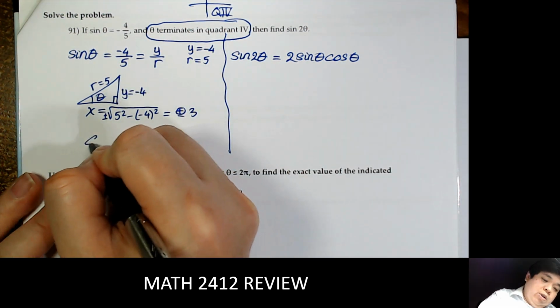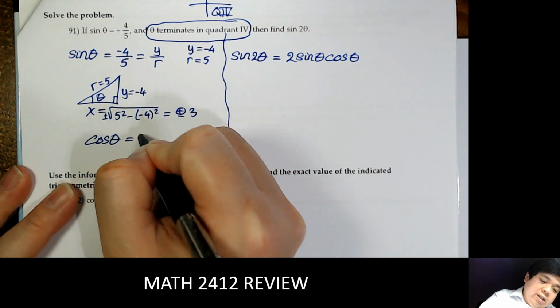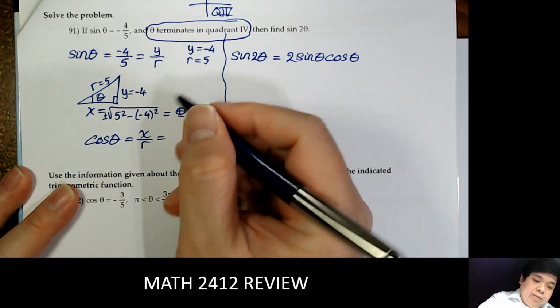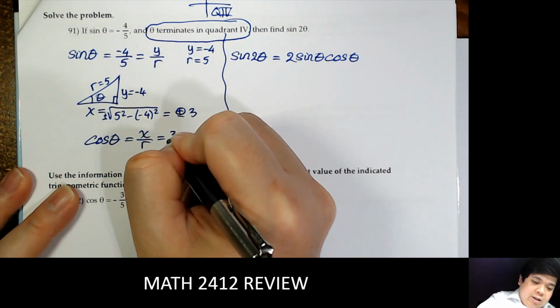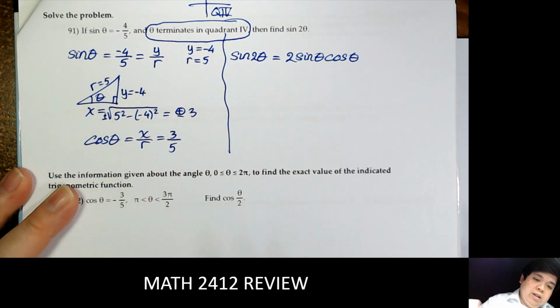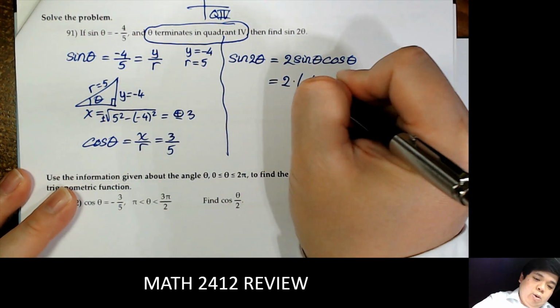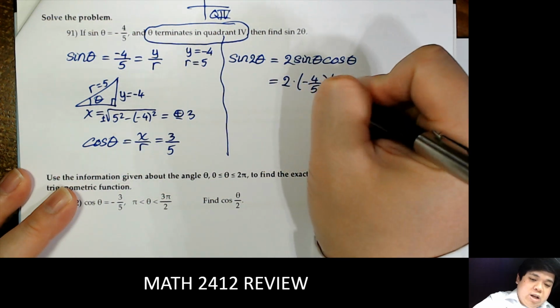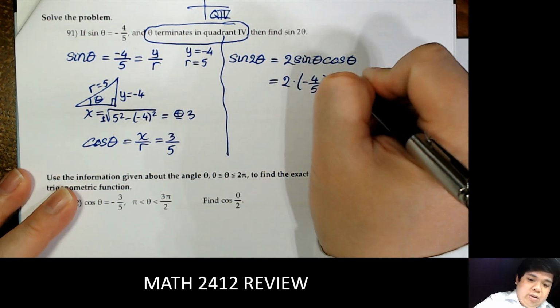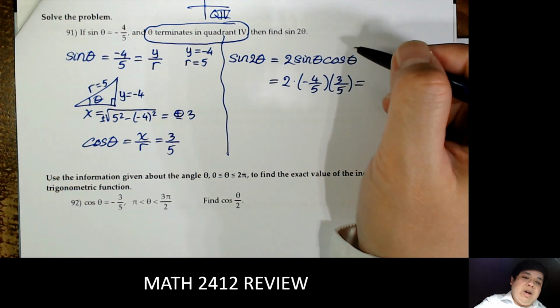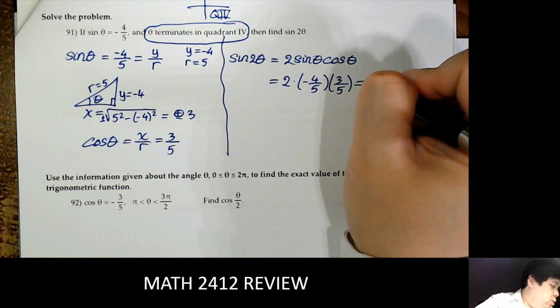And finally, cosine is x over r. So we have 2 times sine, which is given as negative 4 over 5, times cosine, which we just found, which is 3 over 5. Multiply straight across, that gives us negative 24 over 25.